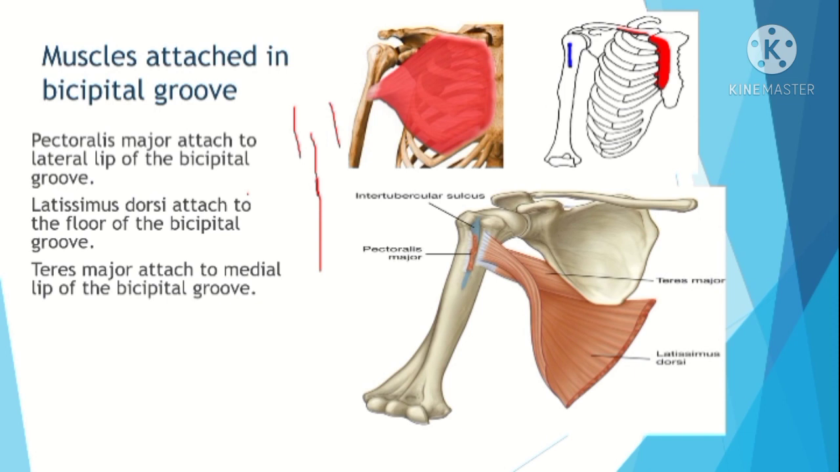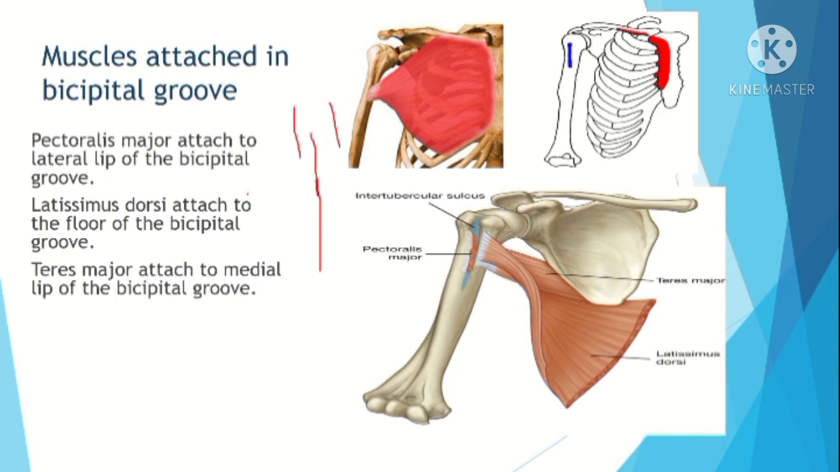To the lateral lip of the bicipital groove. Second, the latissimus dorsi, attached to the floor. We already studied this muscle. It is the muscle which lies in the posterior region. The pectoralis muscle is from the anterior side, whereas the latissimus dorsi is a muscle of the posterior region.